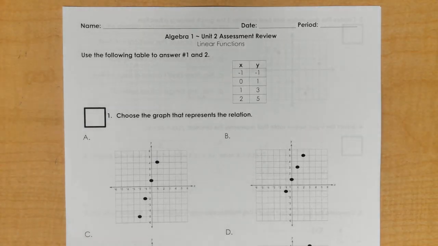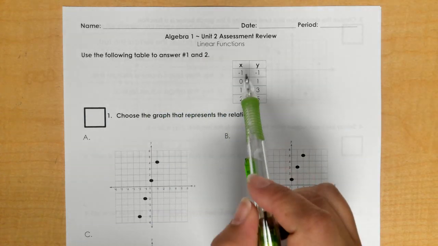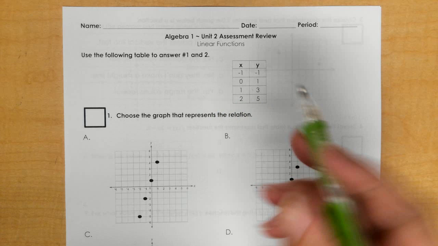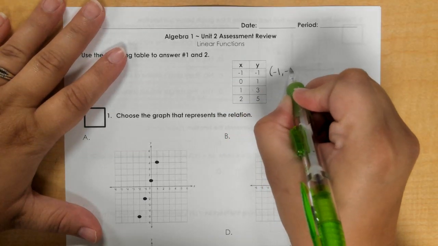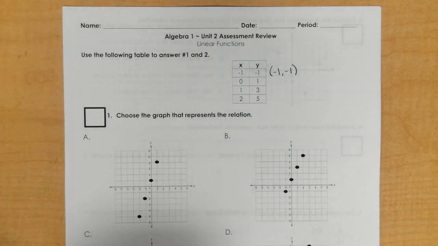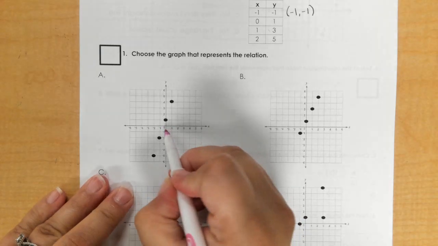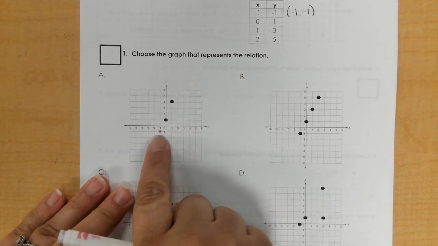For the Unit 2 review, it says use the following table to answer number 1 and number 2. So we have these ordered pairs in a table. You should know that this right here means (-1, -1). So if I had to plot that point on the graph, I would say, okay, going over -1, down 1. So I'm looking for a point right here.